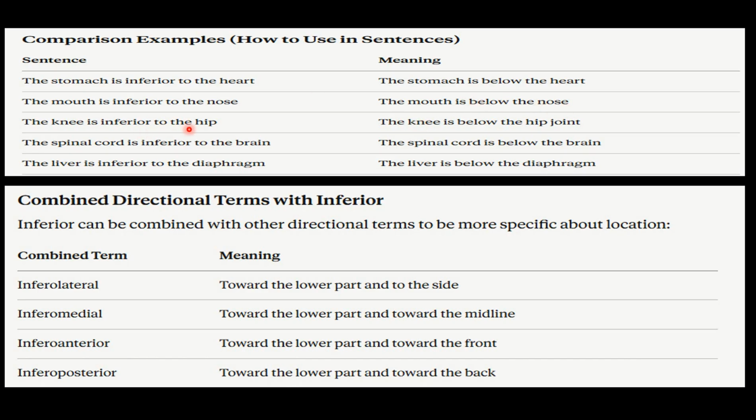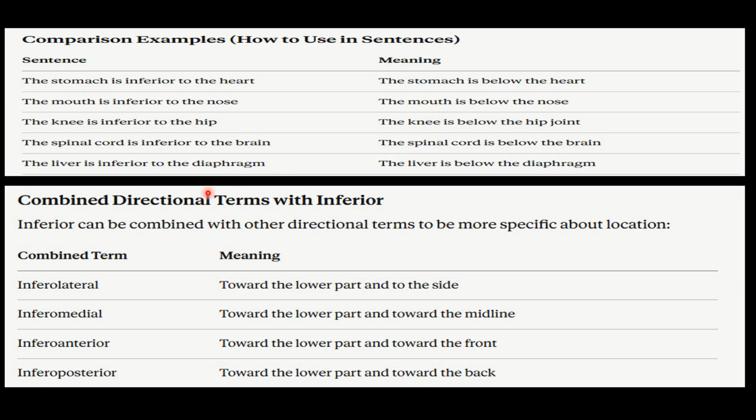The knee is inferior to the hip. The spinal cord is inferior to the brain. The liver is inferior to the diaphragm. So this is how sentences are formed when we are talking about the inferior. And the common meaning of inferior is towards the bottom part of your body or towards the feet.